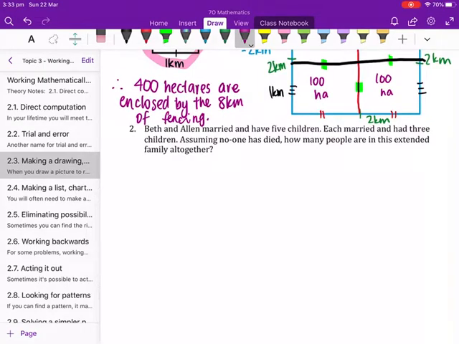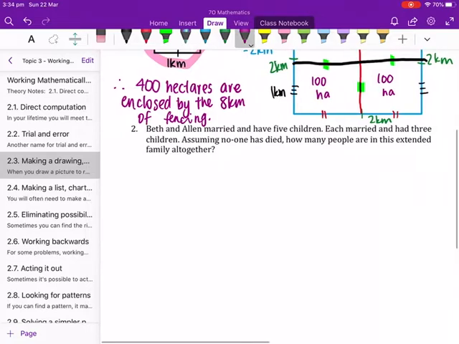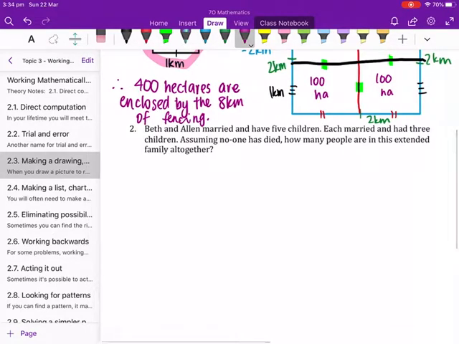Looking at example 2, we have Beth and Alan are married and have 5 children. Each is married and has 3 children. Assuming no one has died, how many people are in this extended family together? So unless we draw a diagram, we may miss some of the people. For example, you might forget to include the people who married the 5 children. So from the diagram, we are going to work out how many there are.